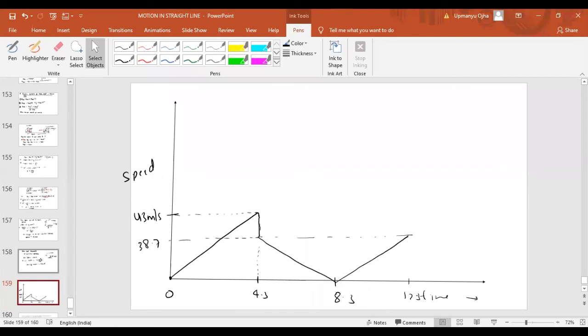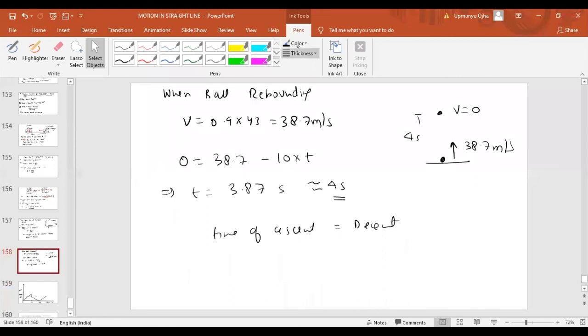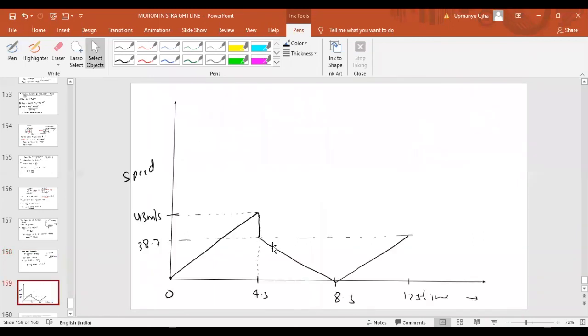Now when it hits the ground, it loses 1/10 of the speed, which means the remaining speed would be 0.9 into 43, so 38.7. You can see that at the same instant, 4.3 seconds, speed reduces from 43 to 38.7. Then it will decrease and become 0 at 8.3. Then again speed will increase to 38.7 meters per second.